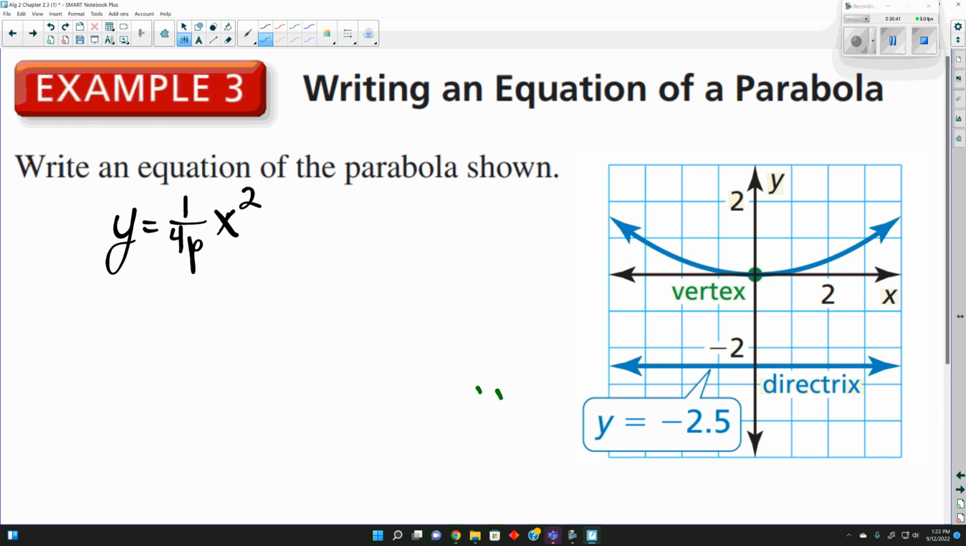Well, the directrix comes in the form of y is equal to negative p. Well, negative p place is being taken by negative. It tells me that p is positive. P is positive 2.5. Plug it in and we have the equation.